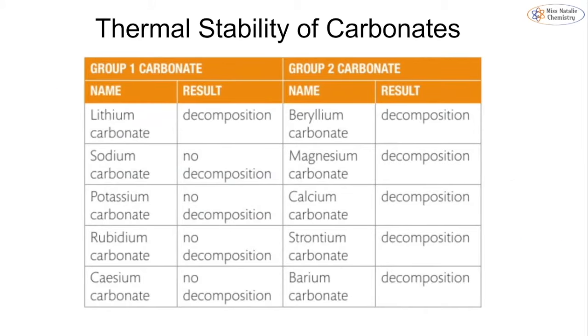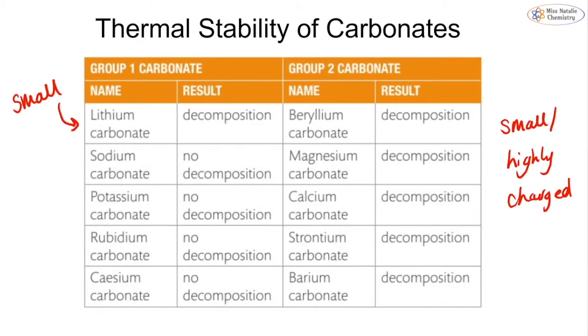And what we see is that the trend for the carbonates is the same as the trend for the nitrates. So all of our group 2 carbonates are going to decompose, and that is because they are small, highly charged cations, as opposed to the group 1 carbonates, where it is only lithium carbonate that decomposes, and that is because it is a small cation. The others are too large and too less charged in order to give us the level of polarization that we need to break down these bonds.